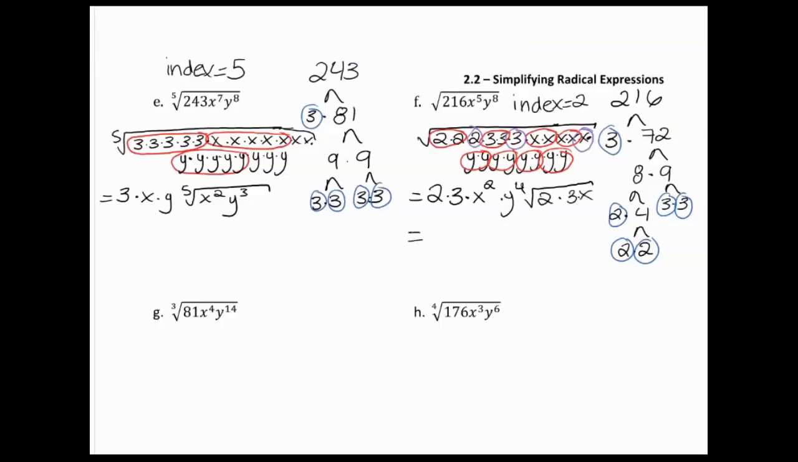So let's simplify this by multiplying. 2 times 3 is 6, x squared, y to the 4th. That's square root of 2 times 3 is 6, x. And that's my final answer. All right, for example G, this one you can go ahead and try it out on your own. So example G, try it out.